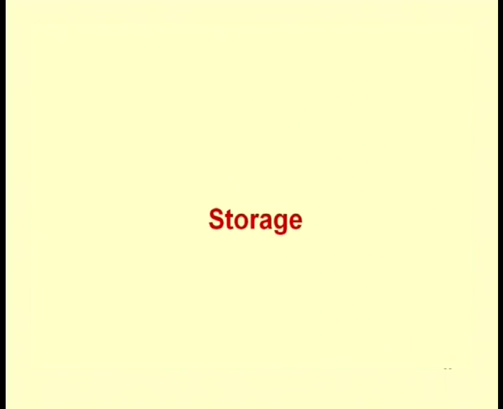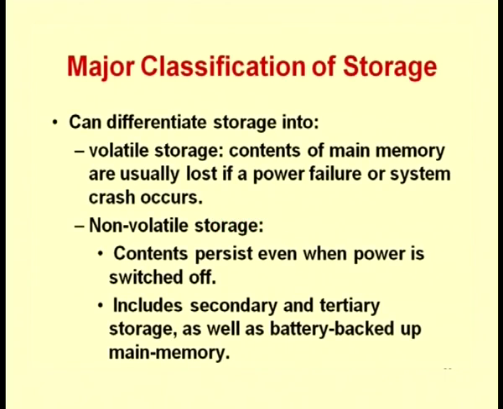Now, we talk about storage. Now, let us go a little more in detail about storage. So, there are major classifications which we have already discussed a little bit. We can differentiate storage into two: volatile storage, the contents of main memory, which are usually lost when there is a power failure or system crash, and non-volatile storage, which remains even when the power is switched off, and includes secondary as well as tertiary memory as well as battery-backed-up main memory.